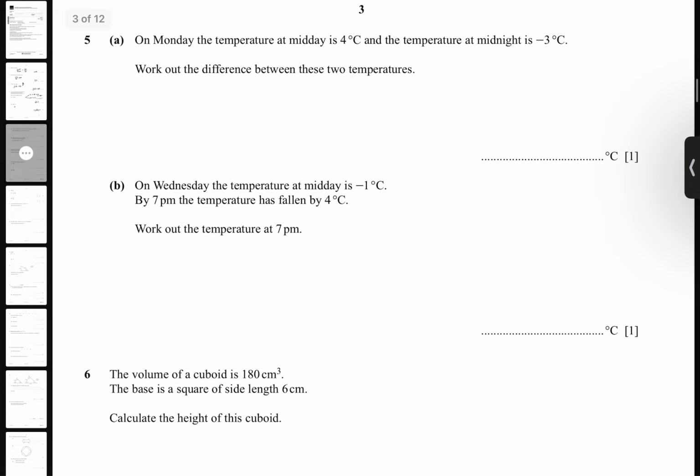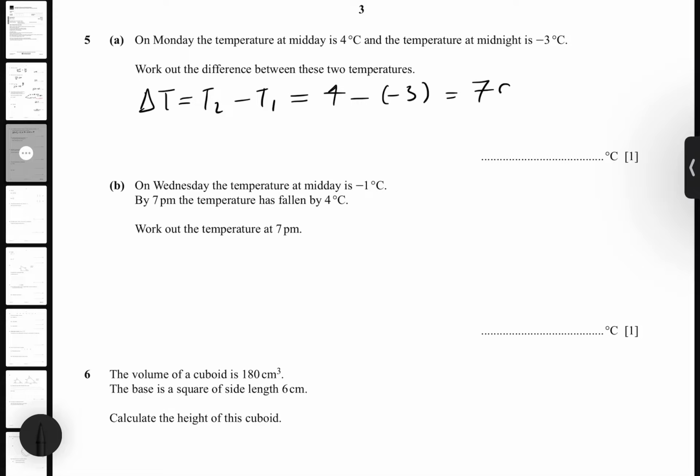Moving on to the next page, it says on a Monday, the temperature at midday is 4 Celsius, and the temperature at midnight is negative 3 Celsius. Work out the difference between these 2 temperatures. Well, the difference between the 2 temperatures, delta T, is simply T2 minus T1. You can come up with this formula in your head, or another way, which I'll show in a minute, but let's take a look at this first. So you're going to have to say 4 minus negative 3, which is simply 7 degrees, which is the correct answer.